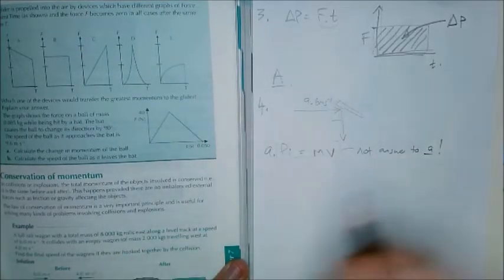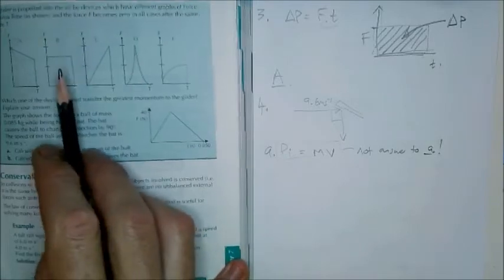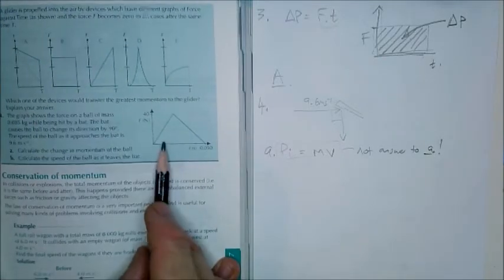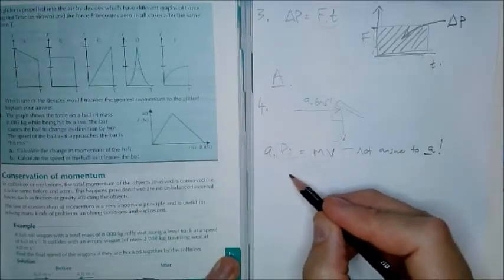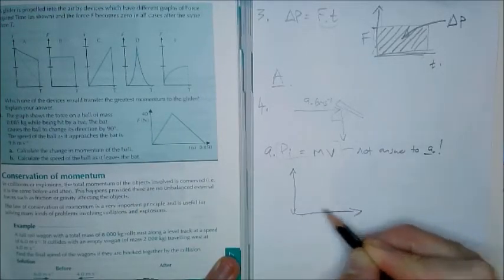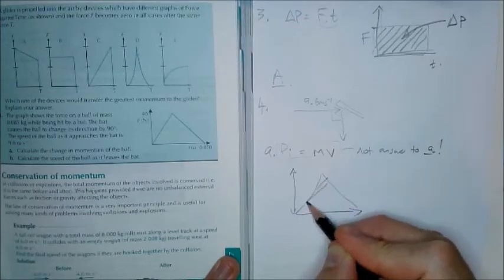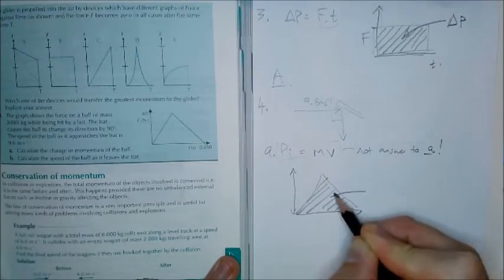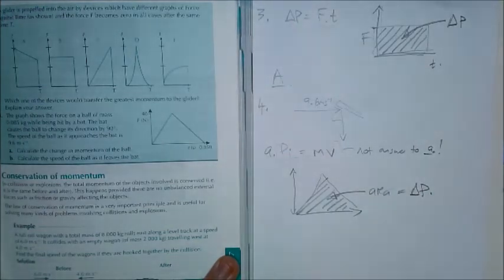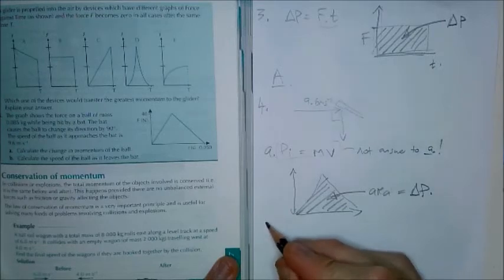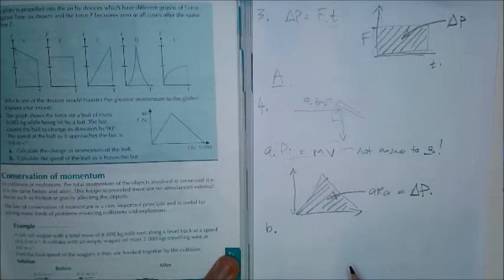The answer to question A is going to be found, as we did for question 3, by thinking about this graph. The change in momentum is the area under this graph. So area equals delta P, right? That's how you're going to solve this. For part B, which I think is much bigger than it perhaps looks, you're going to have to consider a vector diagram. Part B is bigger than it looks.